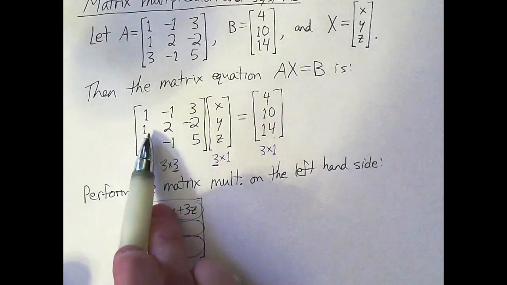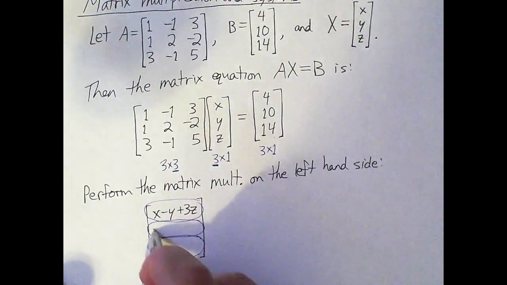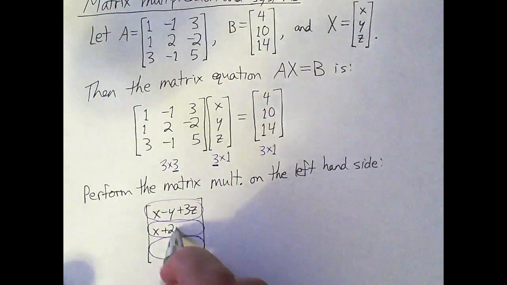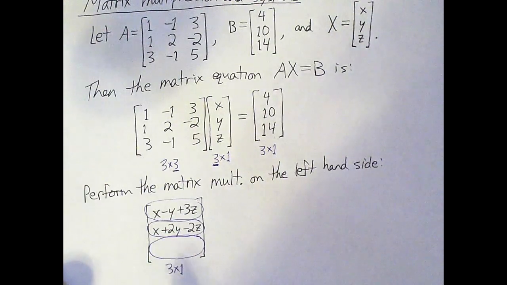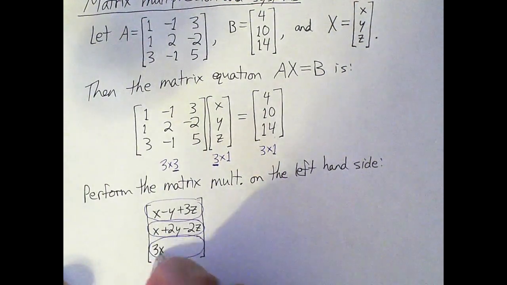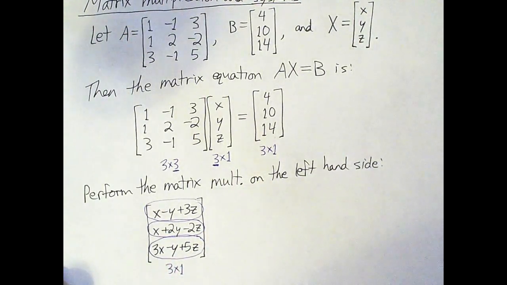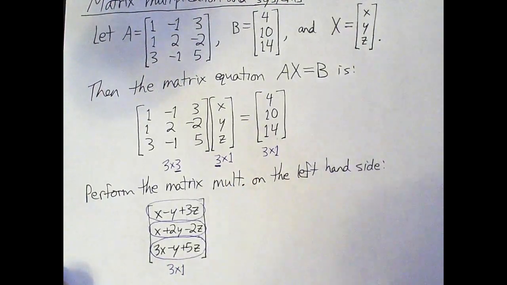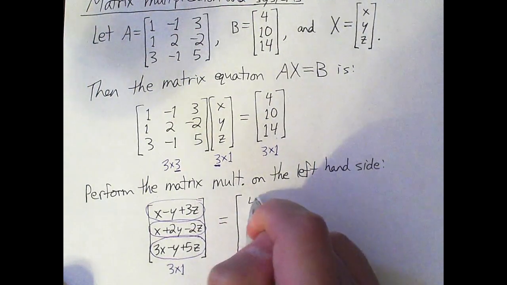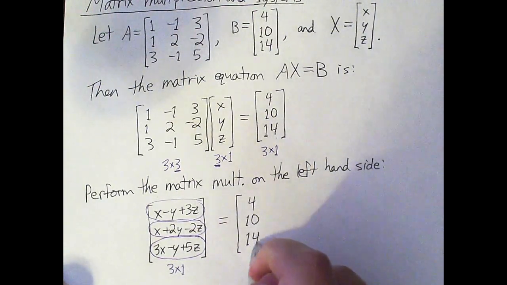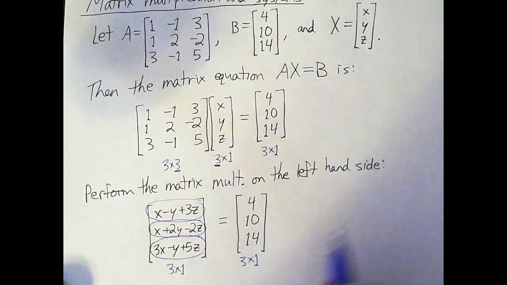First row is done, so then you go to the second row, 1, 2, negative 2, multiply it by X, Y, and Z. You get X plus 2Y minus 2Z. And then for the third entry, we're looking at the 3, negative 1, 5, and you get 3X minus Y plus 5Z. Now, because this was an equation with a left-hand side and a right-hand side, I am going to write it equals the right-hand side, 4, 10, 14. These are two matrices of the same size, so it is possible for them to be equal to each other.